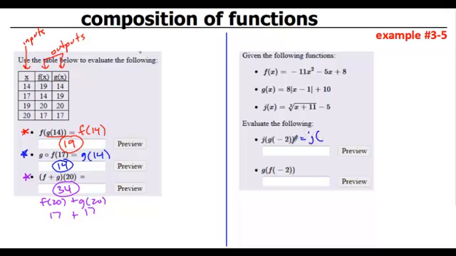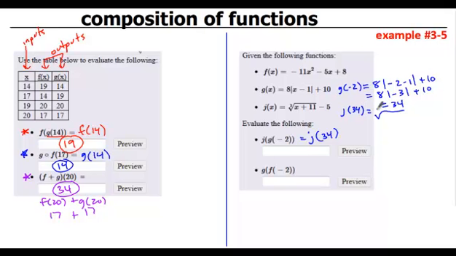So if we take our g function and substitute in a -2, so I'm going to come up here and evaluate g of -2. I get 8 times the absolute value of -2 minus 1 plus 10. If we continue to simplify, the absolute value of -3 is 3. 3 times 8 is 24 plus 10 gives me 34. So I'm going to come down, plug that in here. So I have j of 34. I'm going to evaluate that.